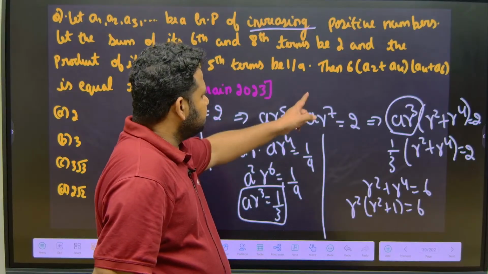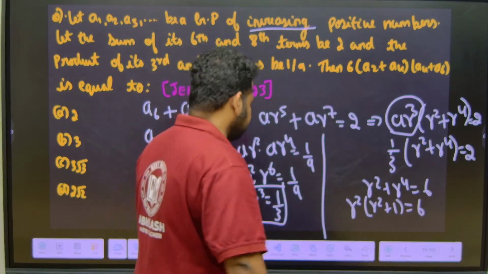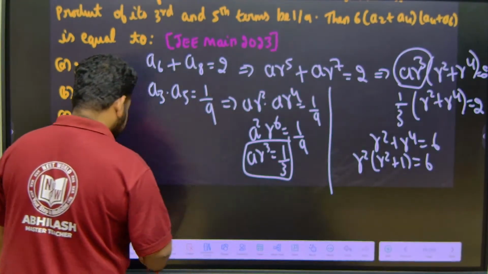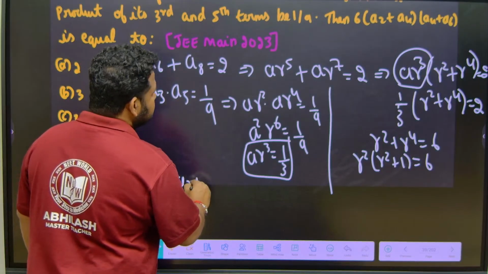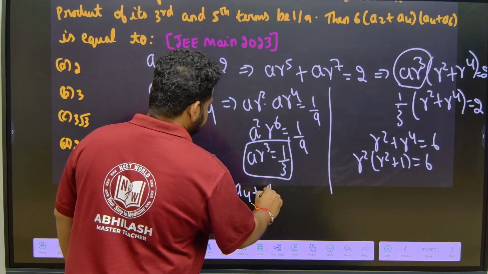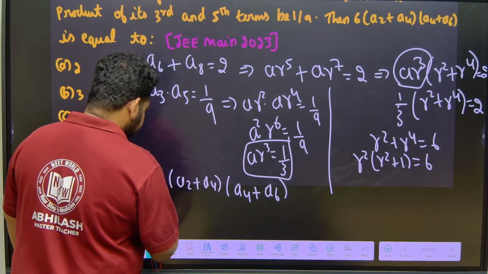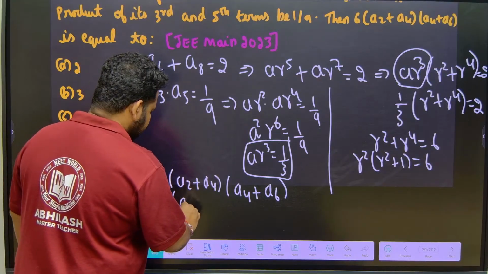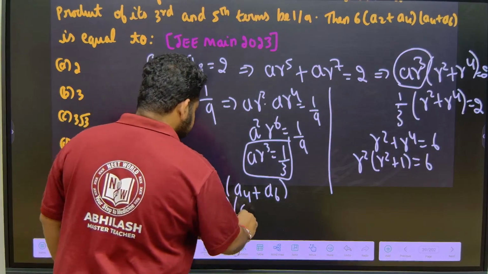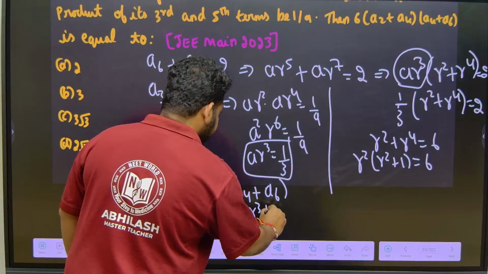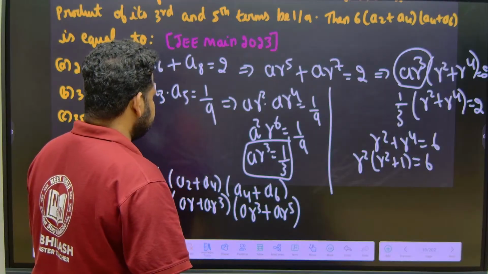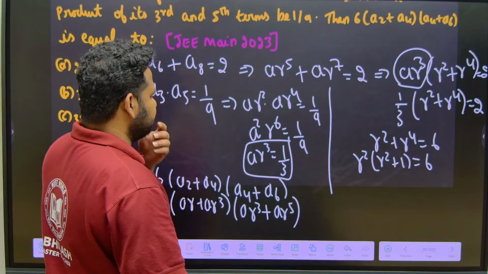6 times (A2 plus A4) into (A4 plus A6), this is what they are asking. A2 is nothing but A into r, A4 is A r cube, and A6 is A r to the power of 5. So A r cube into A r to the power of 5. This is what we have.